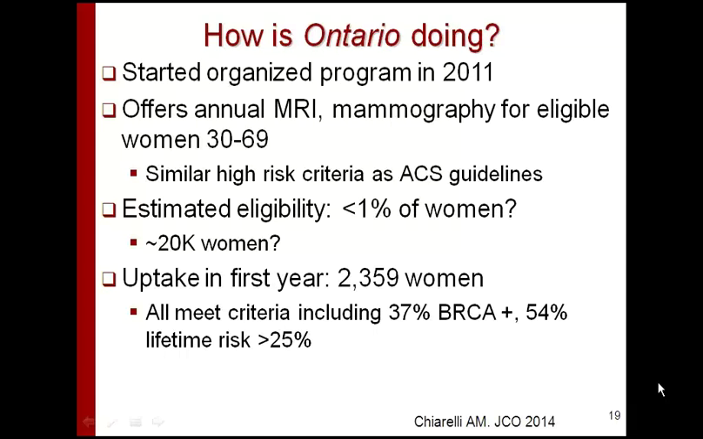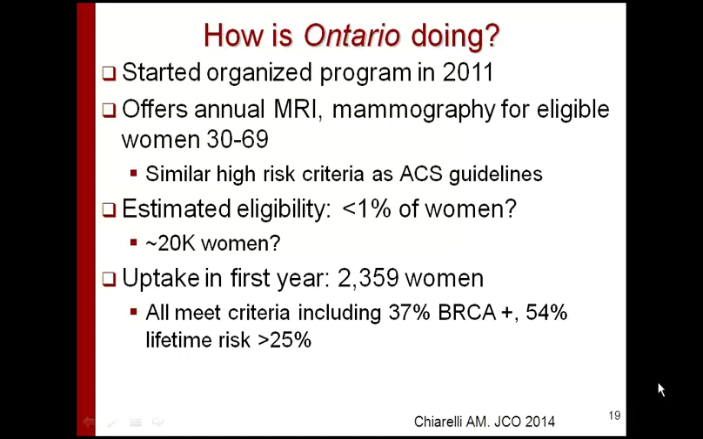At least in the paper, they estimated less than 1% of the Canadian population would be eligible. If I did my computation right, back of the envelope from your population statistics, I thought it was maybe 20,000 women, but I'm not totally sure. So thinking about the uptake that they did have, it's about 2,000 women, and this is just in the first year. But all of the women who participated obviously met the criteria. These were truly high-risk women.